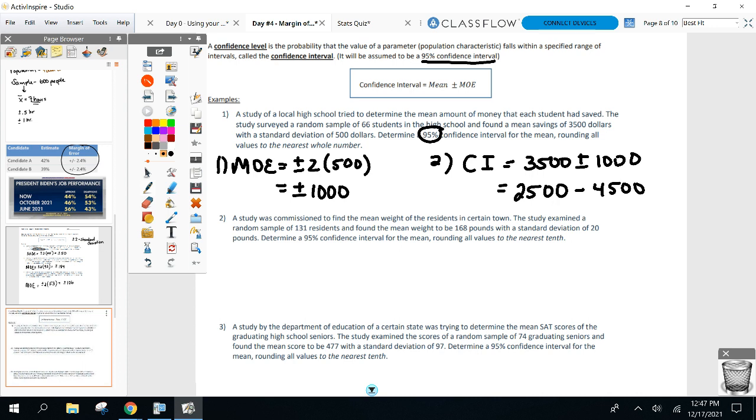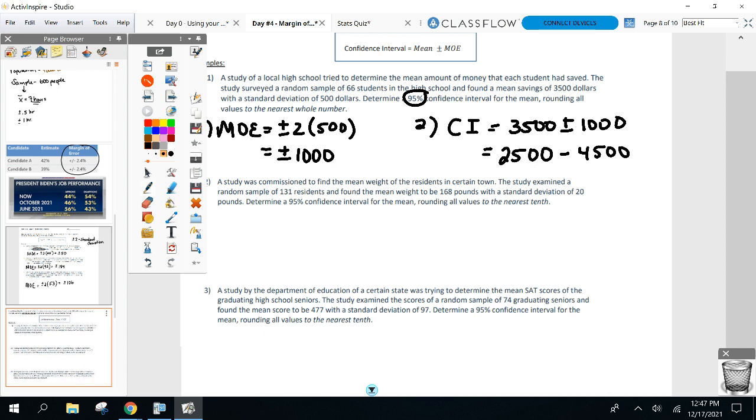All right, let's go back to the weights in town and find our 95% confidence interval here.